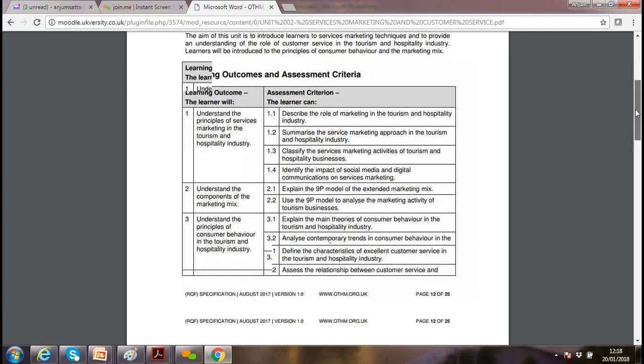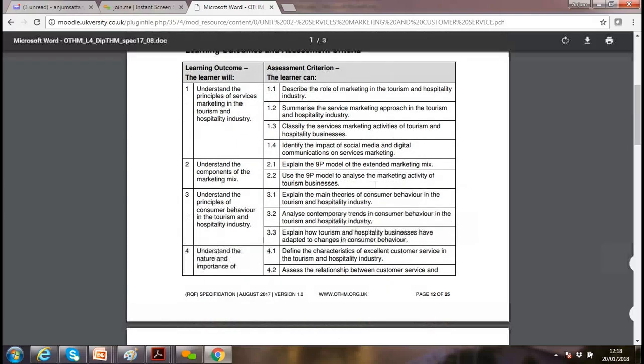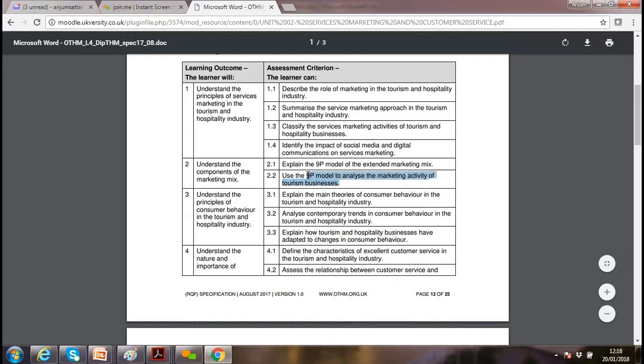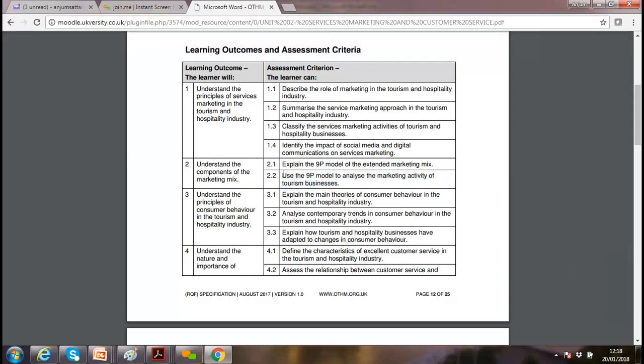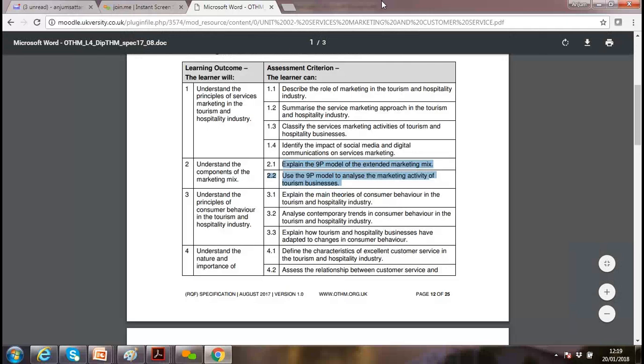So use the 9P model to analyze the marketing activity of tourism businesses, which we'll go through, hospitality and tourism businesses. So we can use this model to analyze whether those are really running effectively or not. So that's all about LO2. So within that, around even service quality, because the learning outcome is based on customer service, we need to be focused on the customer service.